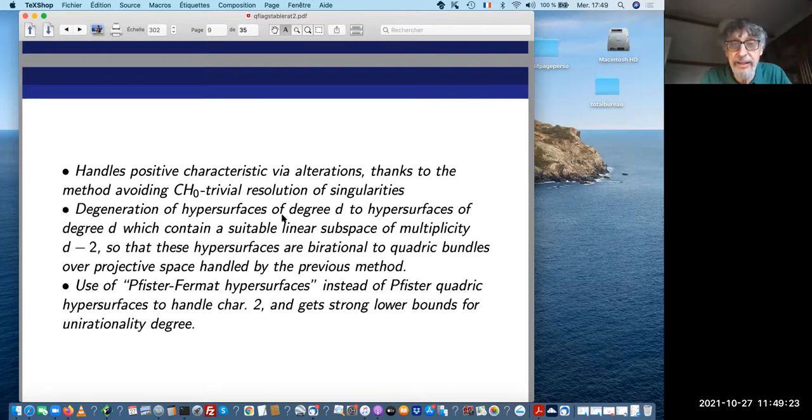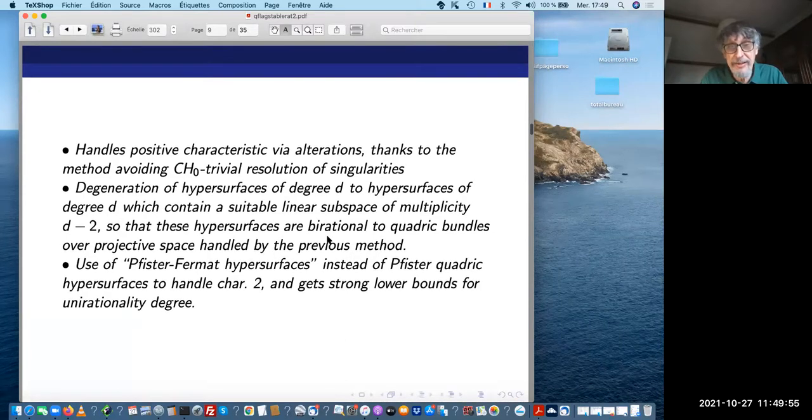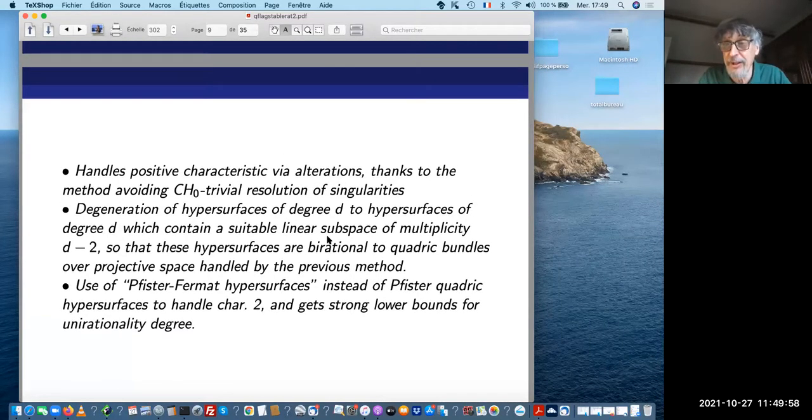Okay, so let a hypersurface of degree d degenerate to hypersurfaces of degree d which contain a suitable linear subspace of dimension d minus two. So that when you intersect by linear spaces containing this, these special hypersurfaces become birational to quadric bundles over a projective space. Okay, and these quadric bundles over projective space are handled by the technique which he had used before. So that's a great idea. And then all this works in characteristic different from two. So he was not happy about this.